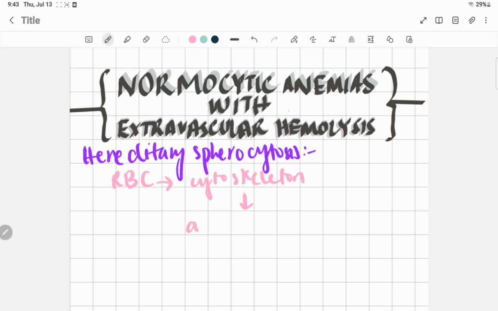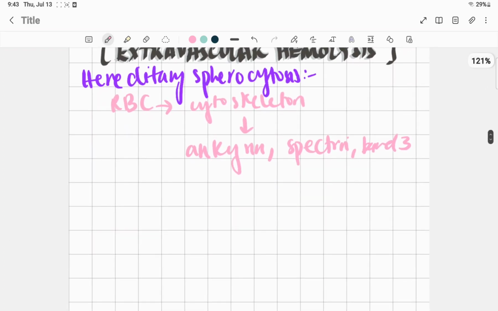These proteins are ankyrin, spectrin, and band 3. Okay? Now, these are actually tethering proteins. They tether to the membrane. So, for example, if we have a cell, let me make a better cell. A disc-shaped cell. This cytoskeleton actually maintains the disc shape of the red blood cell, and this is going to tether to the membrane. These are membrane tethering proteins.